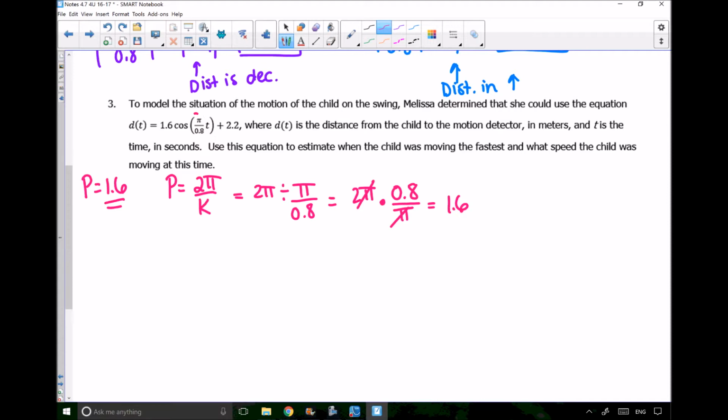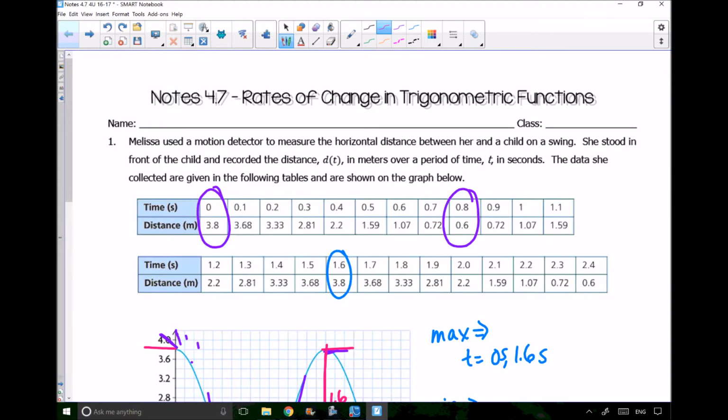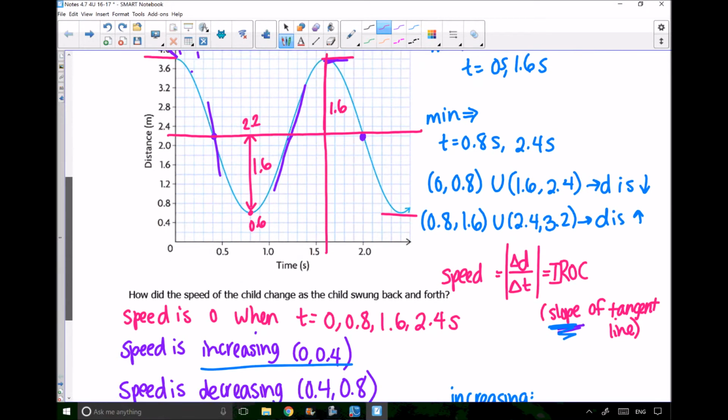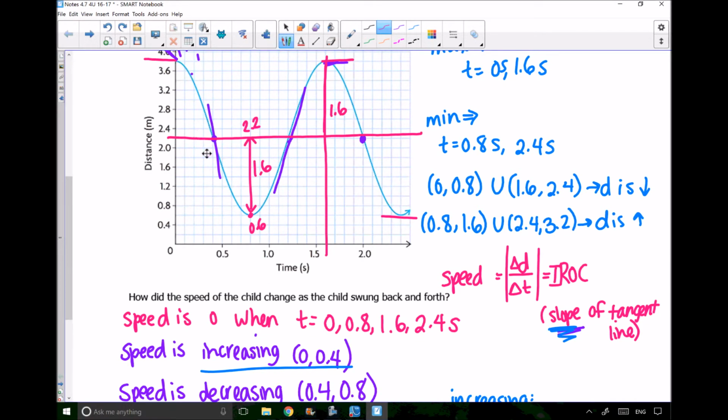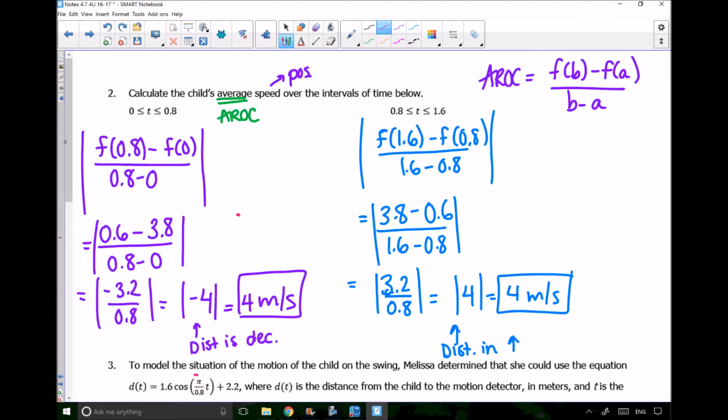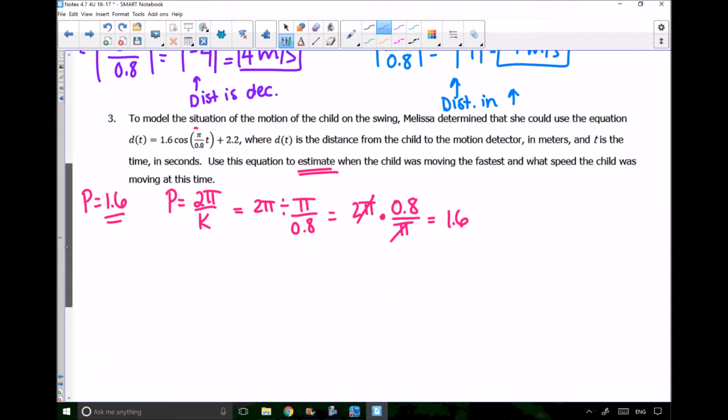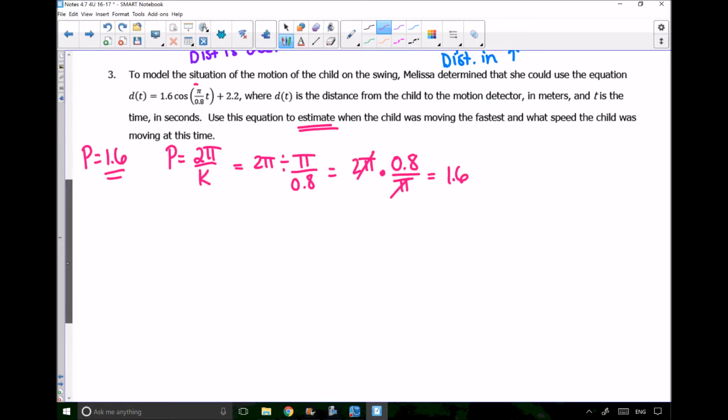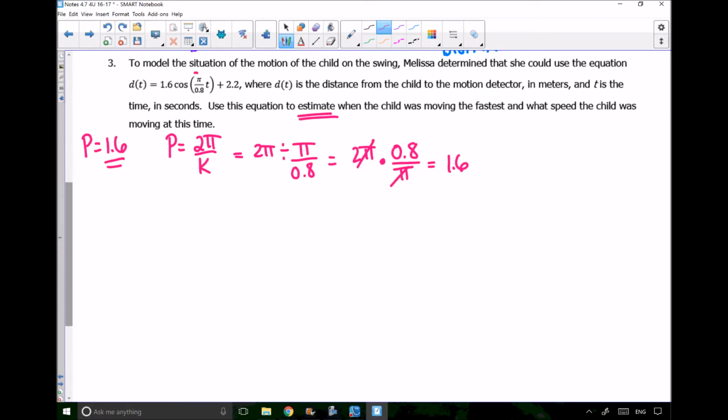Okay, so now it says, use this equation to estimate when the child was moving the fastest and what speed the child was moving at this time. Well, we already figured out that the child is moving the fastest at time of 0.4 as well as 1.2. And we can also say that 2.0 is also a time that they move the fastest. So we know for a fact that at time equals 0.4 seconds, she's definitely going at her fastest rate.